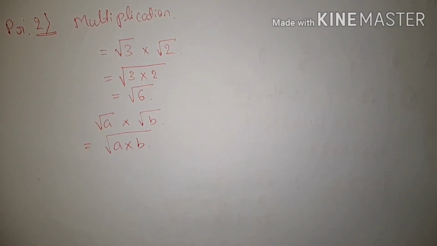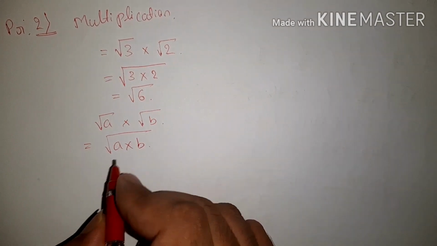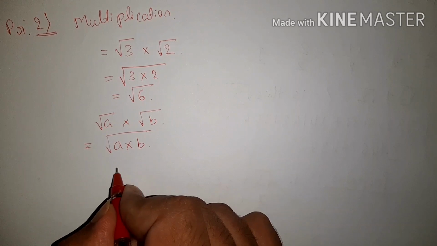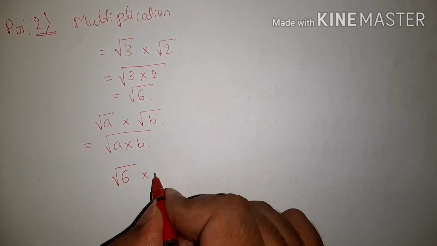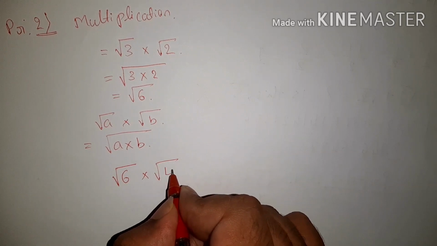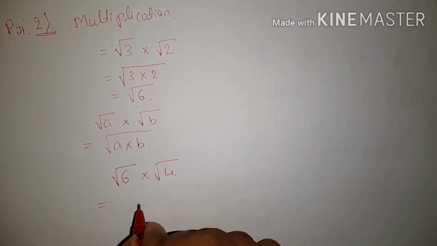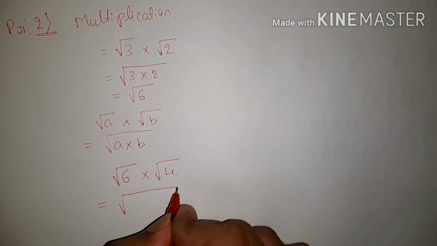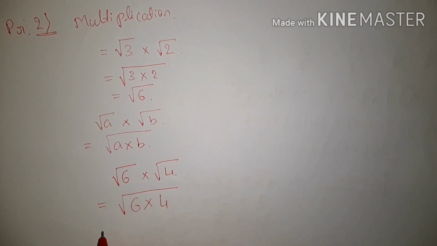So, take one more example for this multiplication property. Square root of 6 into square root of 4 is equal to, what is the first step? Make a common square root. 6 into 4, I'll make once again: square root of 24 is the answer.